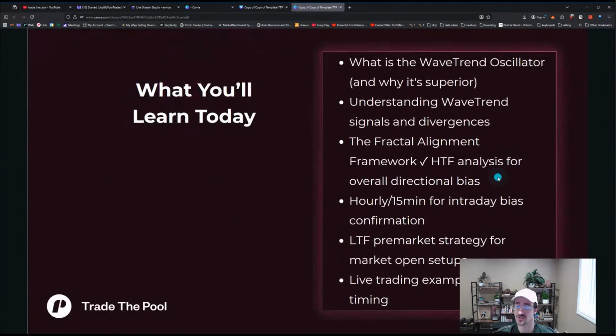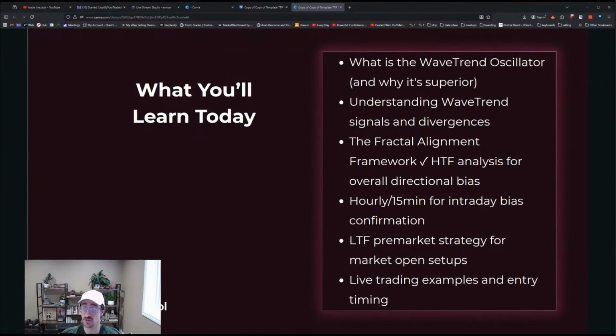So here's what we're going to talk about today. We're going to be talking about what the WaveTrend oscillator actually is, why it's superior to other oscillators, and also why we even need an oscillator in the first place, because a lot of people don't use them. I think they're pretty worthwhile, though. We're going to be talking about signals that this indicator gives us, as well as divergences. We're going to be talking about how I actually use this thing. I use it as part of a system on fractal alignment, basically, and we're going to talk about what that means.